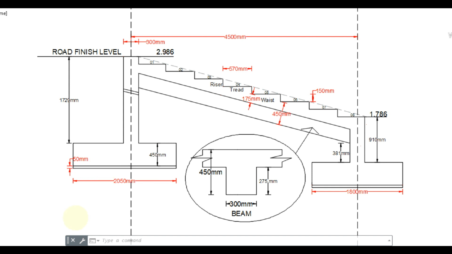Clear cover of the footing is 75 mm. Clear cover of the rest of the parts is 50 mm.